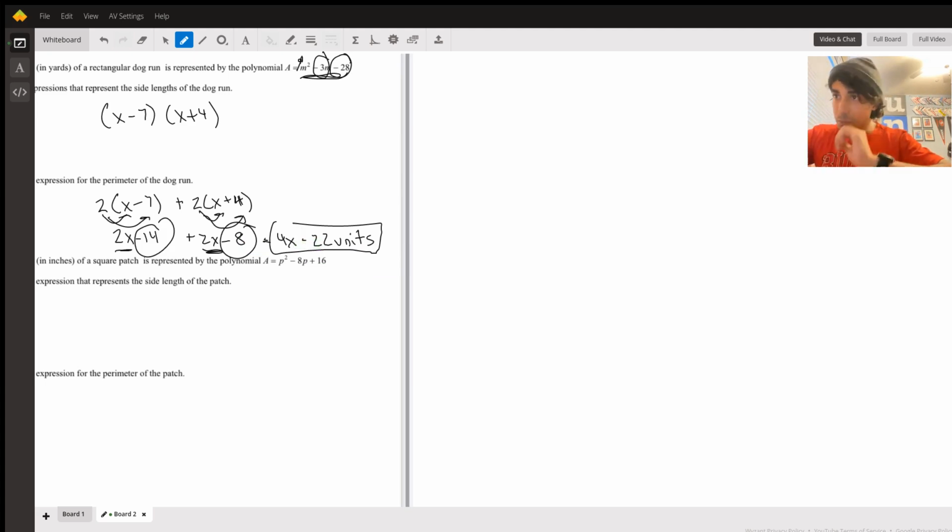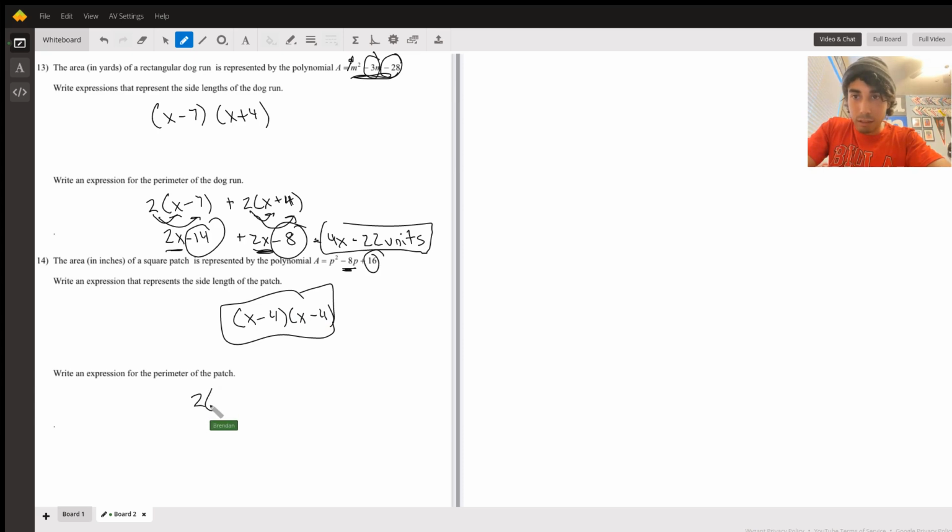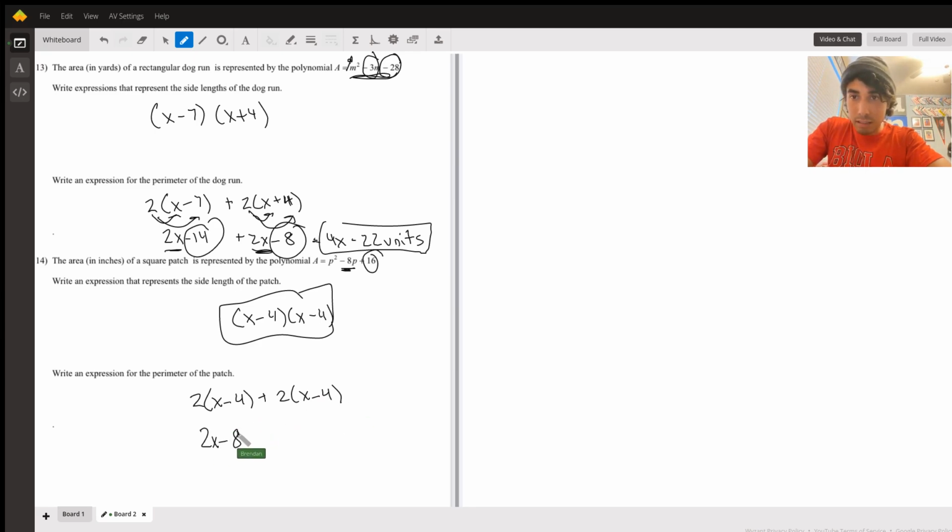All right. Same thing for the last one. Again, we're going to multiply to 16 and add to negative 8. It's negative 4 and negative 4. All right, so we can do the same thing for perimeter. You can multiply each one of them by 2, and then go ahead and add them together. So we'll distribute the 2. That gives us 2x minus 8 plus 2x minus 8. And then combine like terms. 2x and 2x makes 4x. Negative 8 minus 8, negative 16 units.